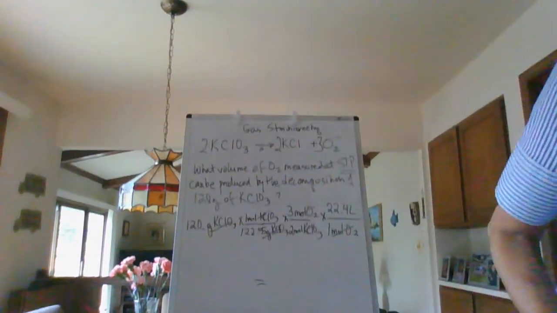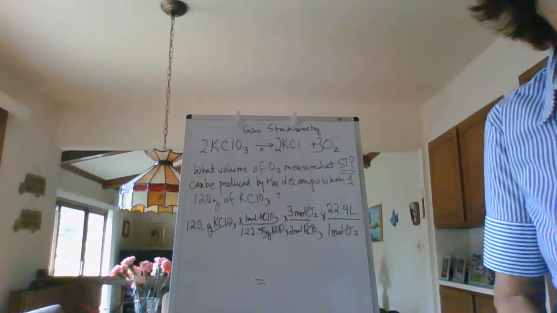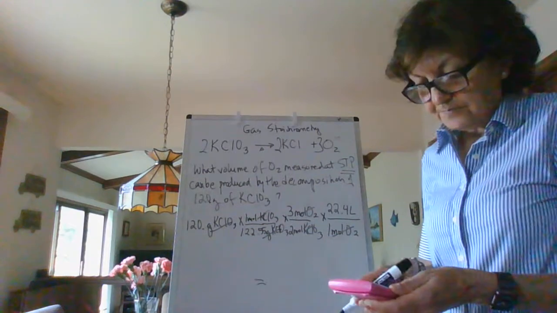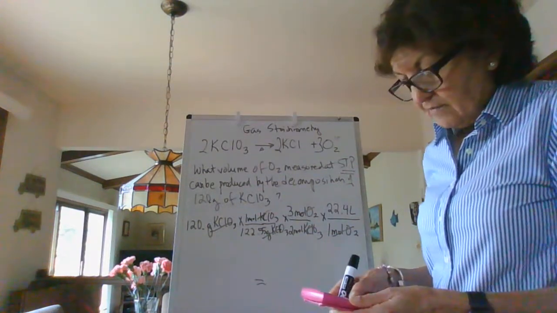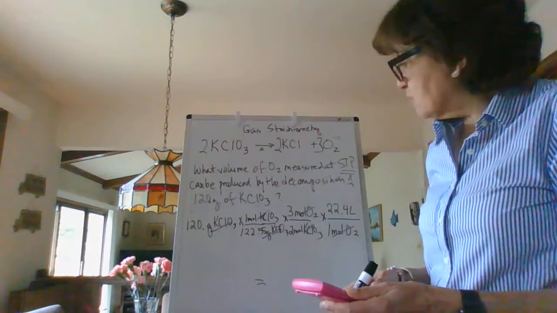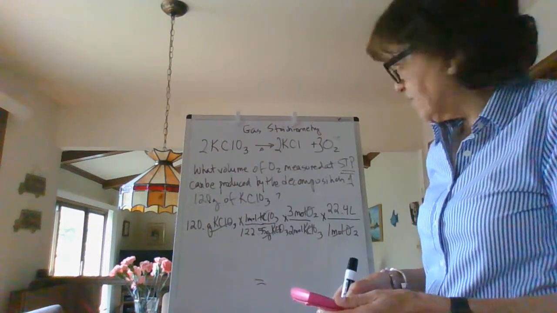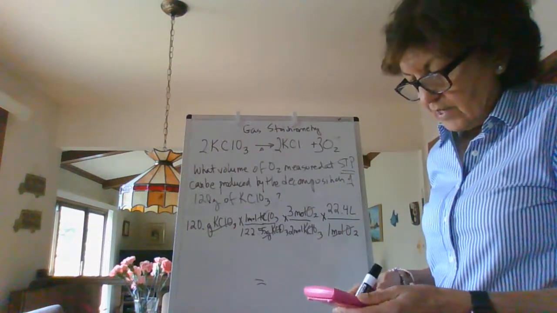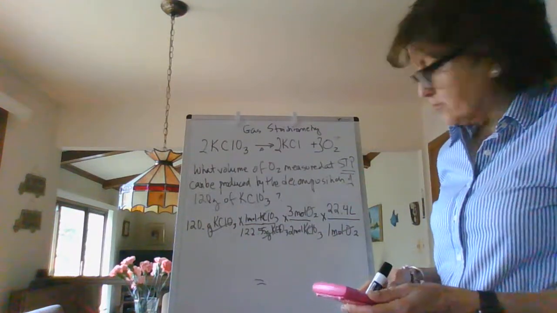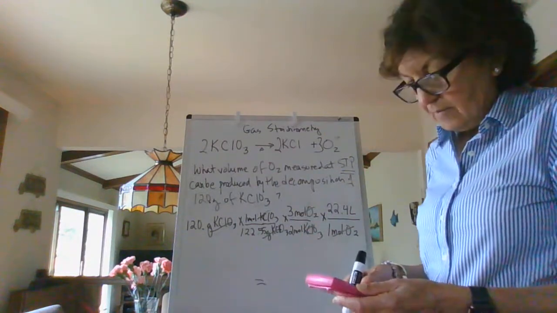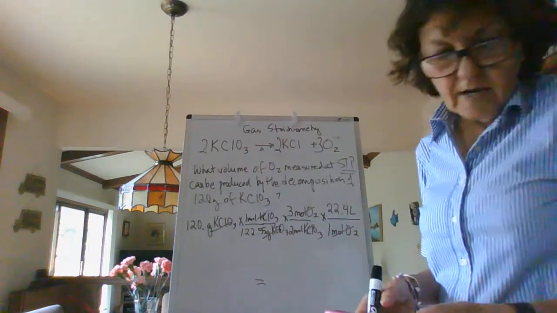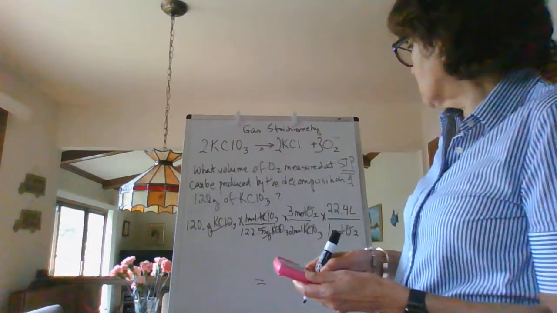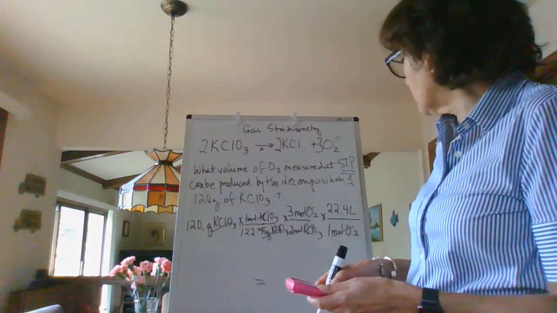So you get your calculator and you plug it all in: 120 divided by 122.55 times 3 divided by 2 times 22.4, and let's see if I'm doing this correctly here.